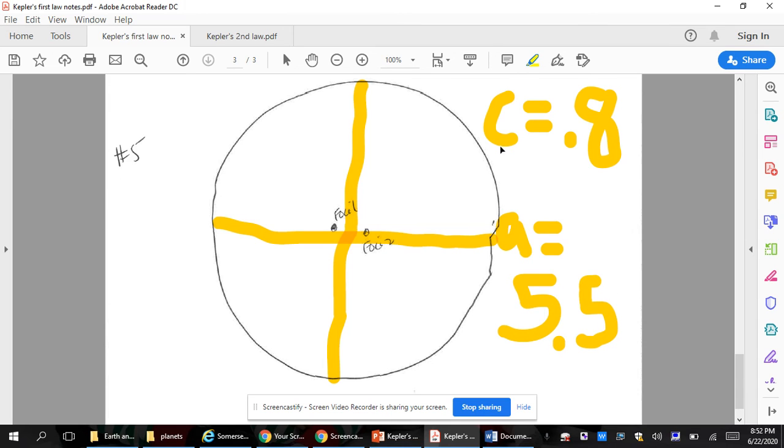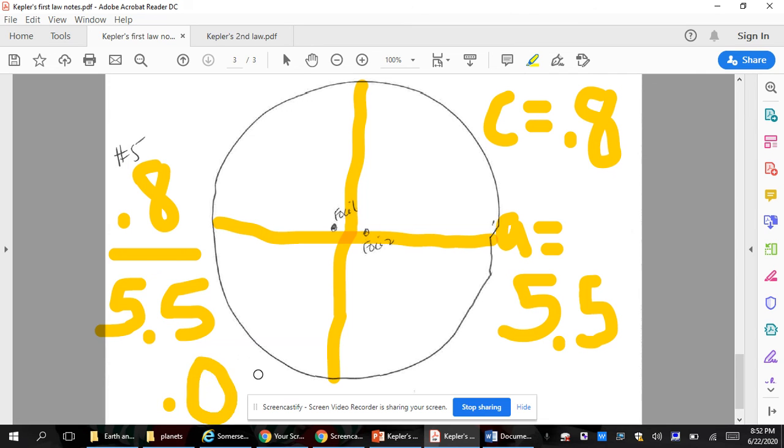So in order to find your eccentricity, we're going to take C, which is 0.8, divided by 5.5. Once we divide those out, our eccentricity for this is about 0.09. That means this is very, very close to a circle because it is very close to 0. It's the closest to 0 except for the first one, which was 0.